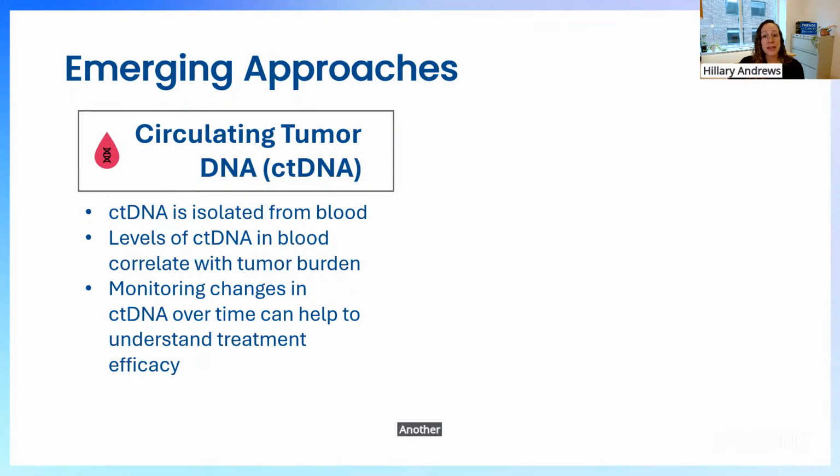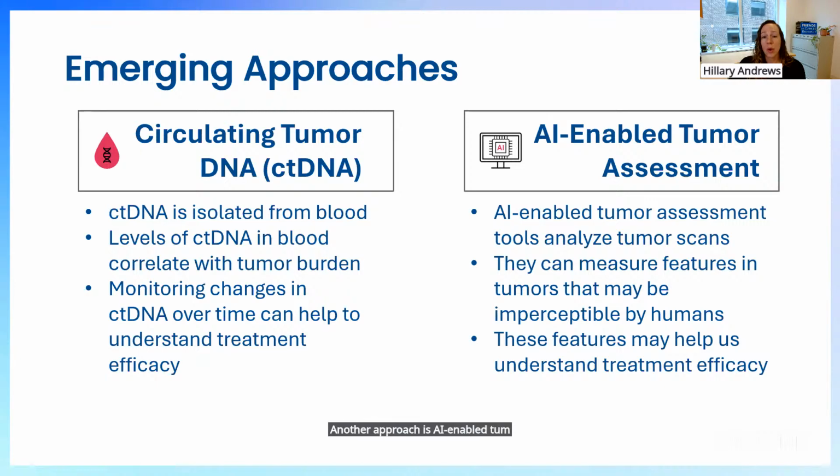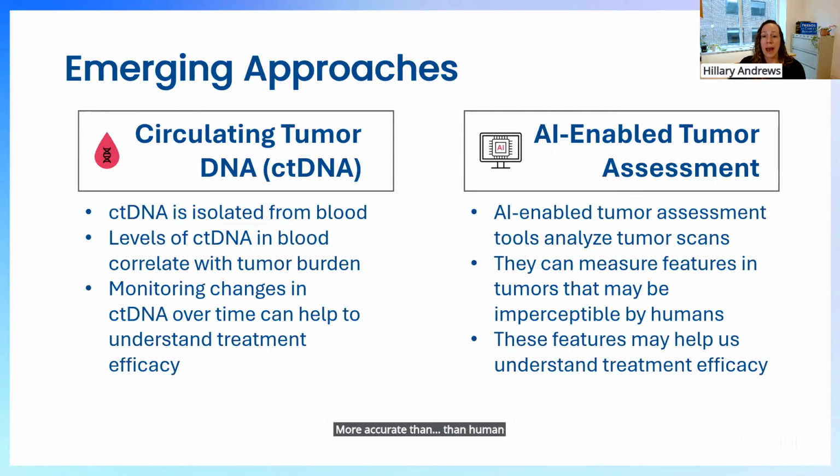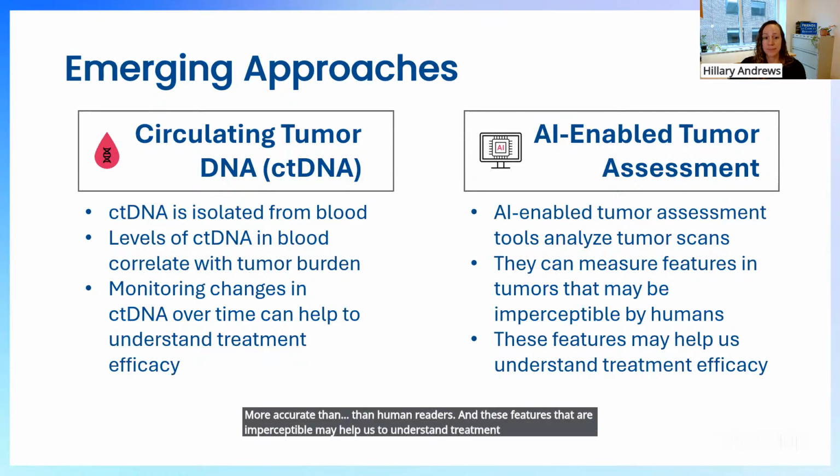Another approach is AI-enabled tumor assessment, where AI-enabled tumor assessment tools analyze tumor scans. They can measure features in tumors that are imperceptible to humans. They can also measure RECIST and may do so in a way that's either better or more accurate than human readers. And these features that are imperceptible may help us to understand treatment efficacy.